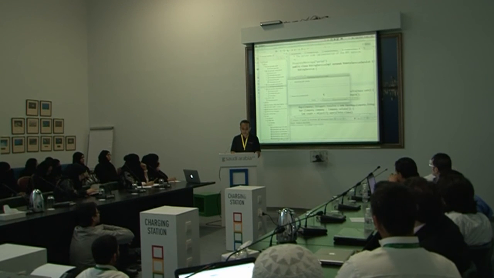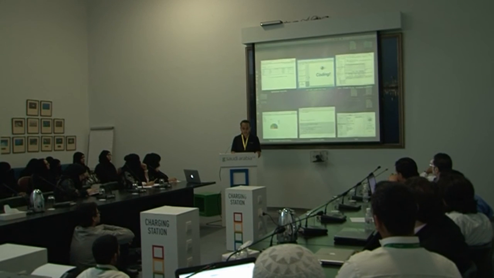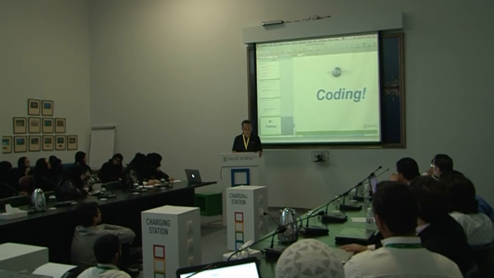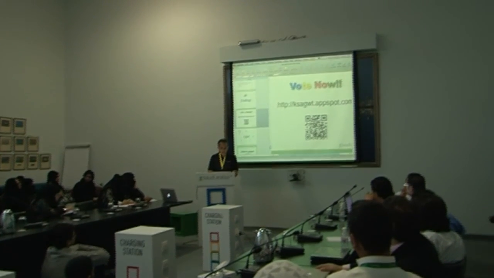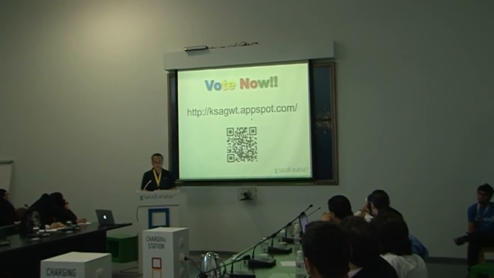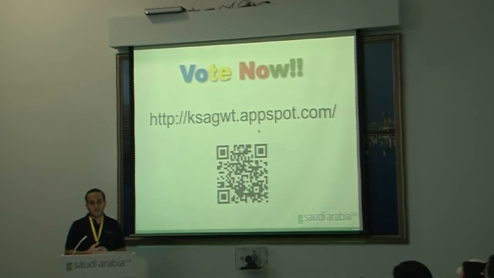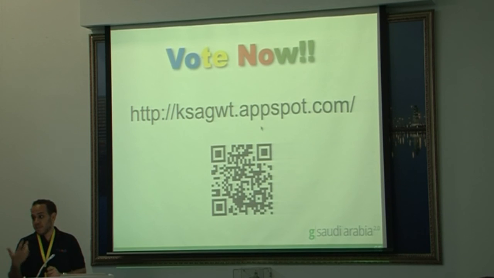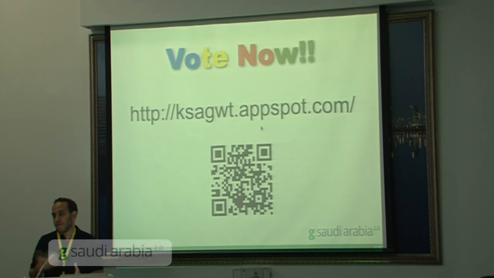The internet here is kind of slow, so this is going to take a while. But I did it earlier. If you go to ksa.appspot.com, you can see the app running. Appspot.com is the domain for App Engine applications. If you want to host your own domain, you can obviously do that.